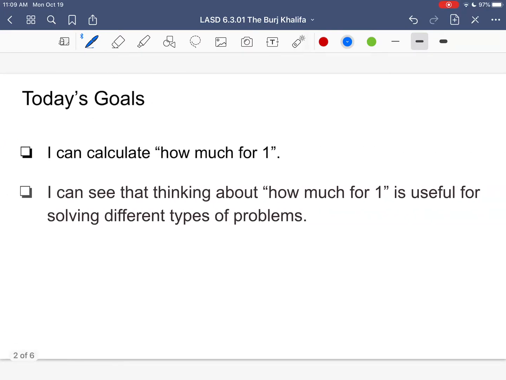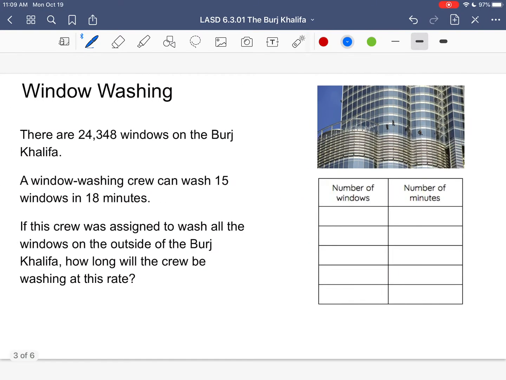You're going to learn how to calculate how much for one, which is the unit rate, and you'll see how useful this is for solving different types of problems. So our first example is about washing the windows on the Burj Khalifa, and you can see some people here washing windows, and we're told that they can wash 15 windows in 18 minutes.